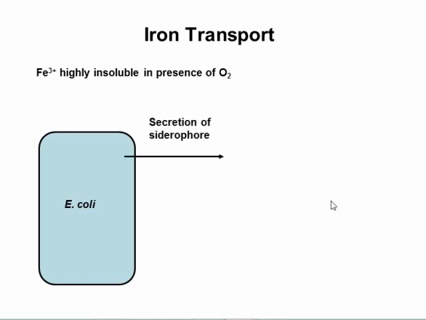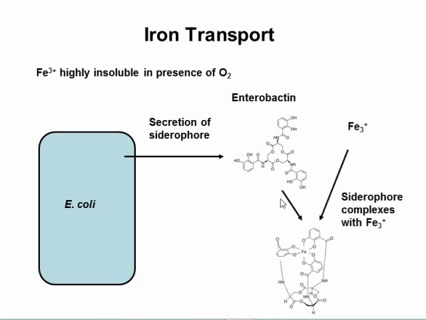So E. coli, it's the model, but this is true for many bacteria, is they will secrete siderophores. So in E. coli, it's enterobactin, and enterobactin is, well, complex organic molecule that has the ability to complex Fe3+. Well, my 3 is in the wrong place here, right? Should be higher. This is ferric or ferrous iron.